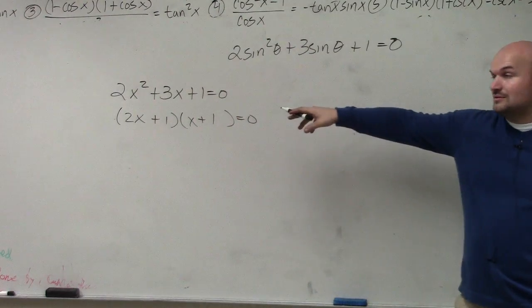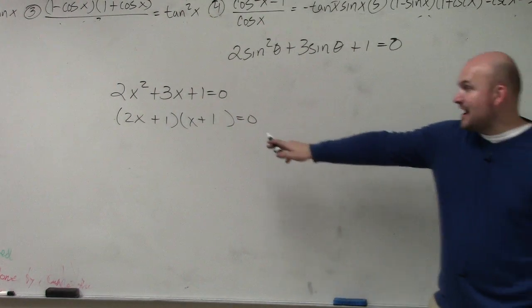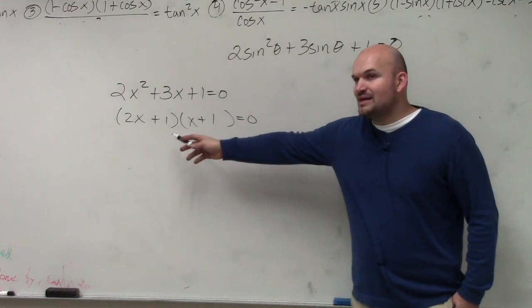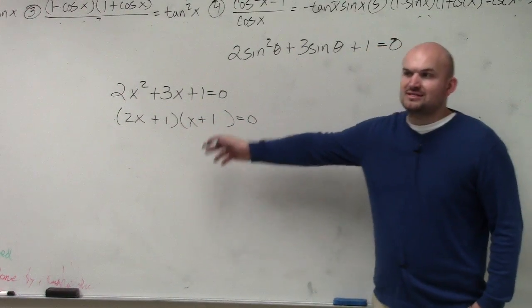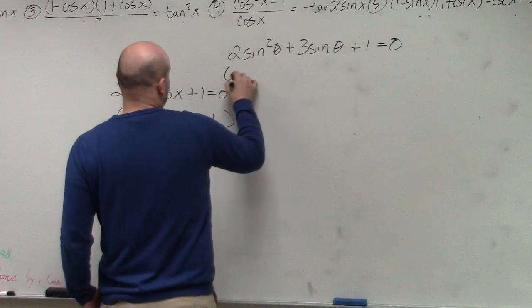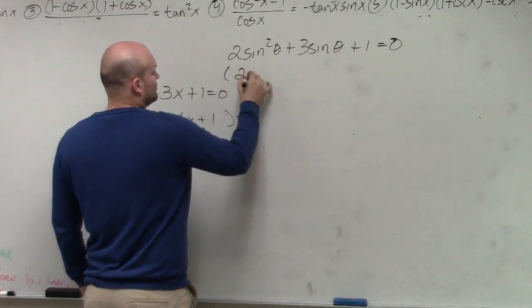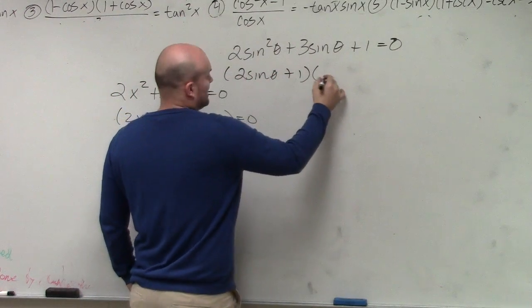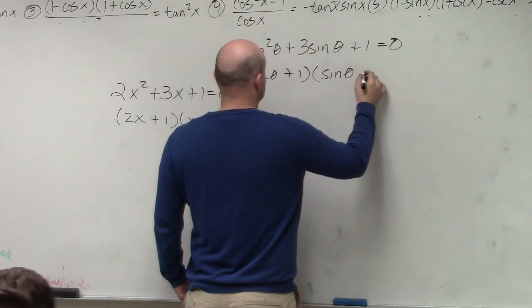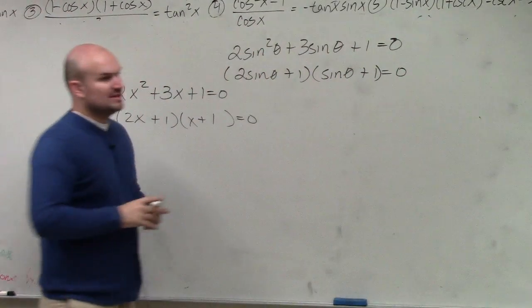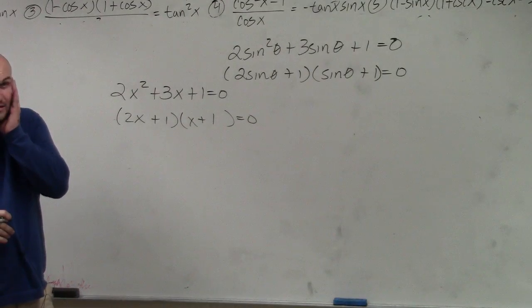So guess what? If I factor it with the variables, because that's the way factoring makes sense for me, I can just replace my factored form. Instead of x's, I can replace them with sines. So therefore, I can go back to this and say 2 sine of theta plus 1 times sine of theta plus 1. Does that make sense? Yes? No?